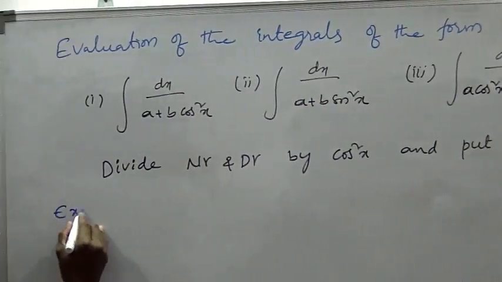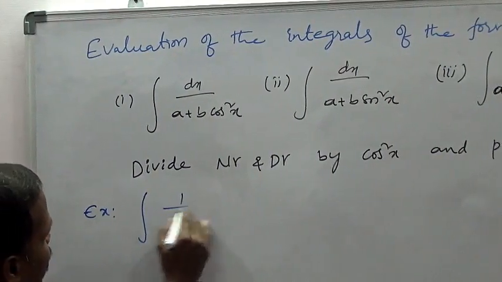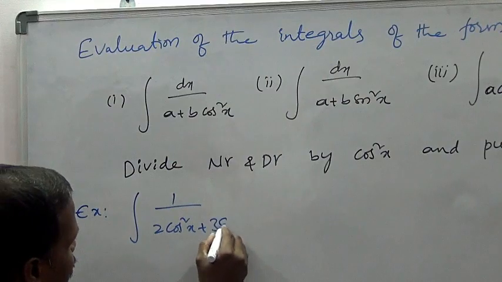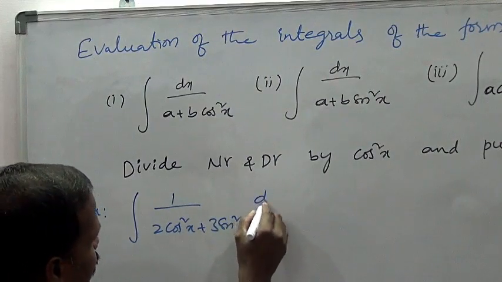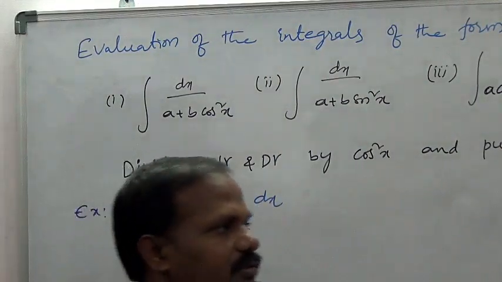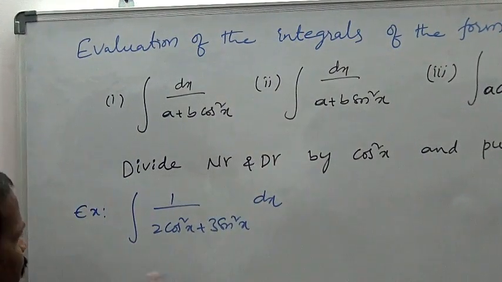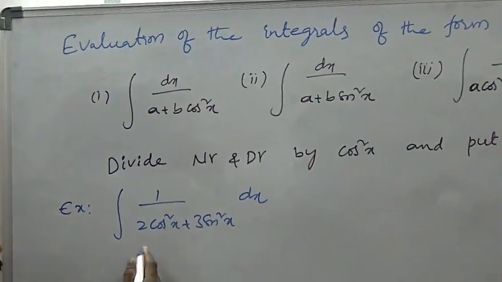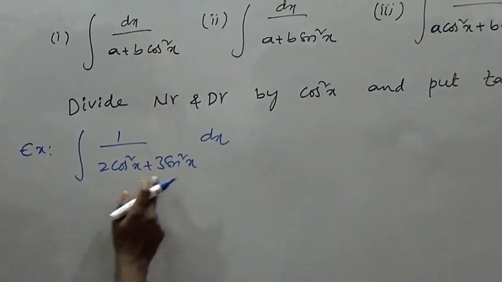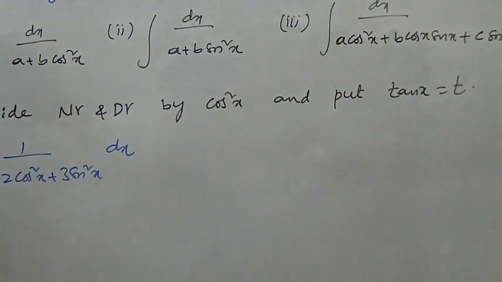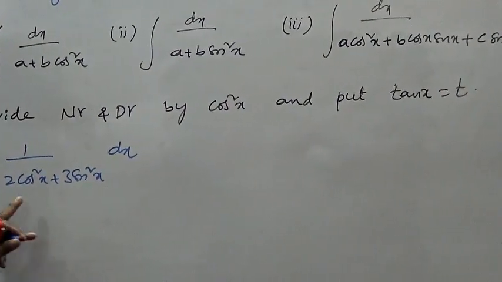So find the integral of 1 by 2 cos square x plus 3 sin square x dx. Now this is of the form here. You can consider this one because b is 0 here. Assume like that.